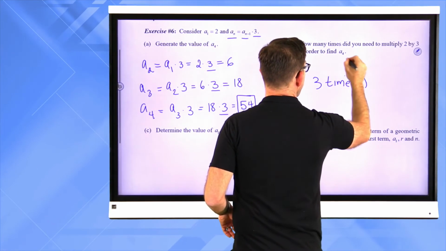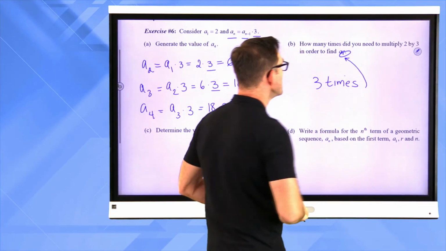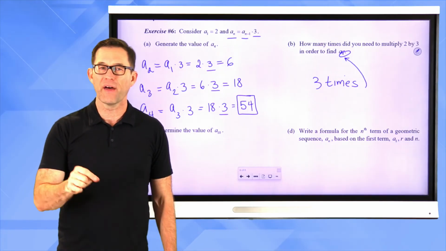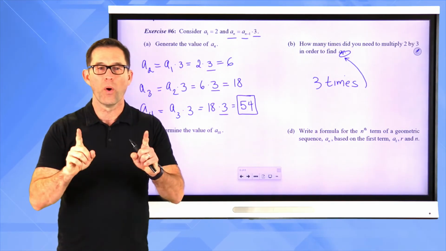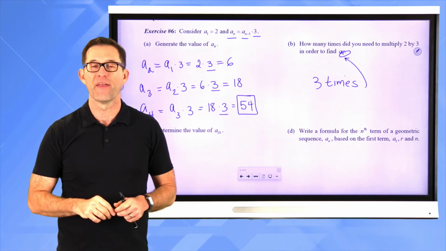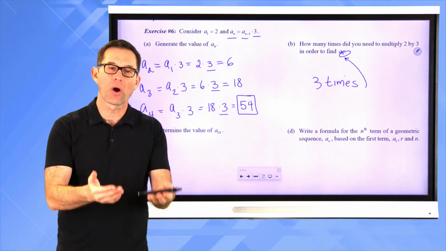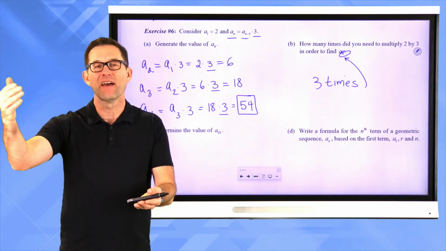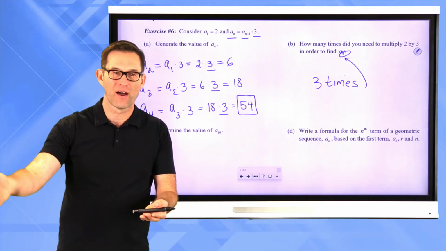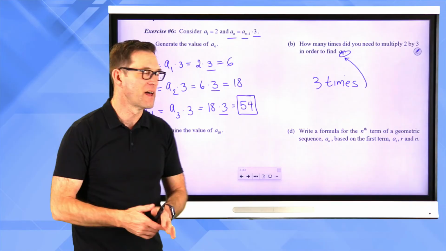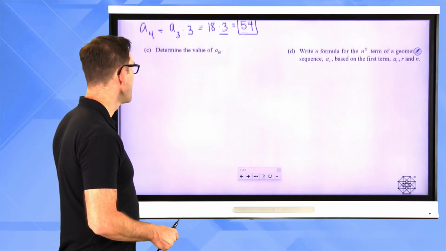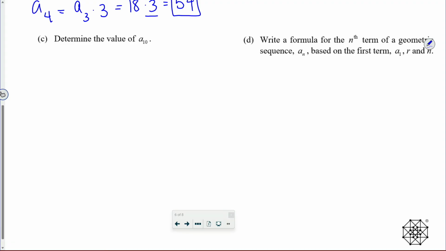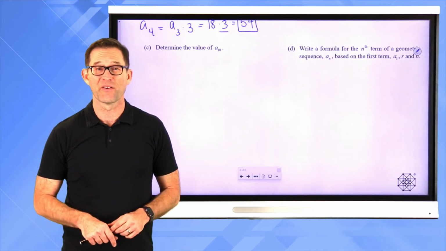And again, just like the arithmetic sequence, notice that the number of times we had to multiply by that constant ratio was 1 less than the term number. That makes sense because we start with a1. Then we multiply once to get to a2, again to get to a3, and 3 times to get to a4. That being said, let's now figure out in letter C the value of a sub 10. And I would definitely suggest using your calculator for that one.